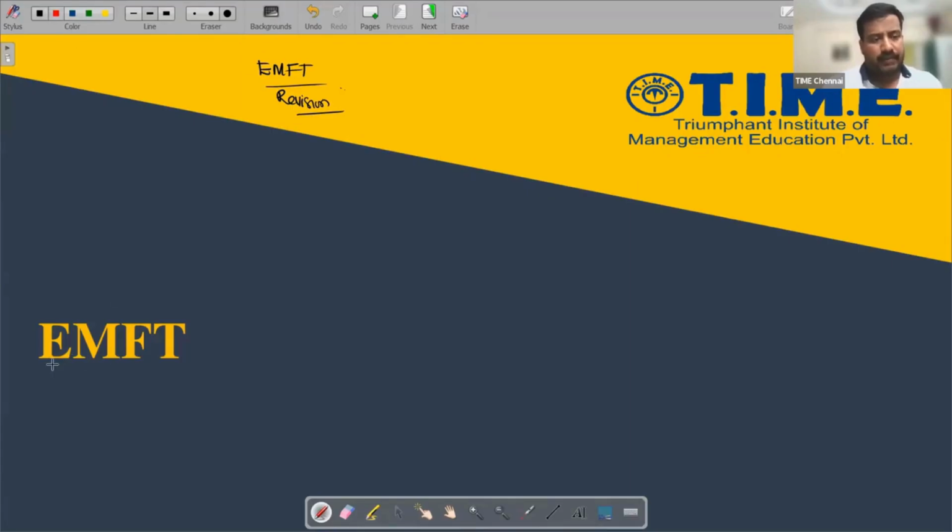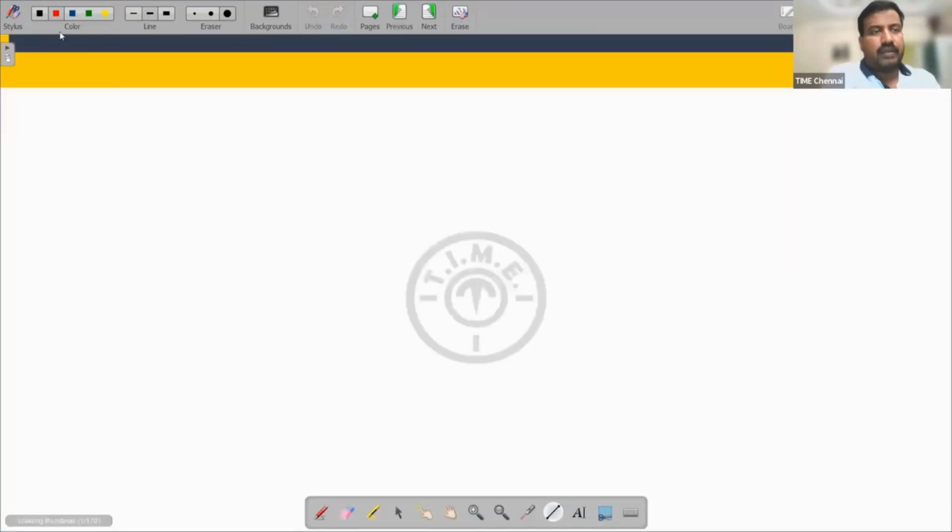So let us start the session of EMFT revision. EMFT revision session for GATE 2026. Important topics of elements of EMF theory.